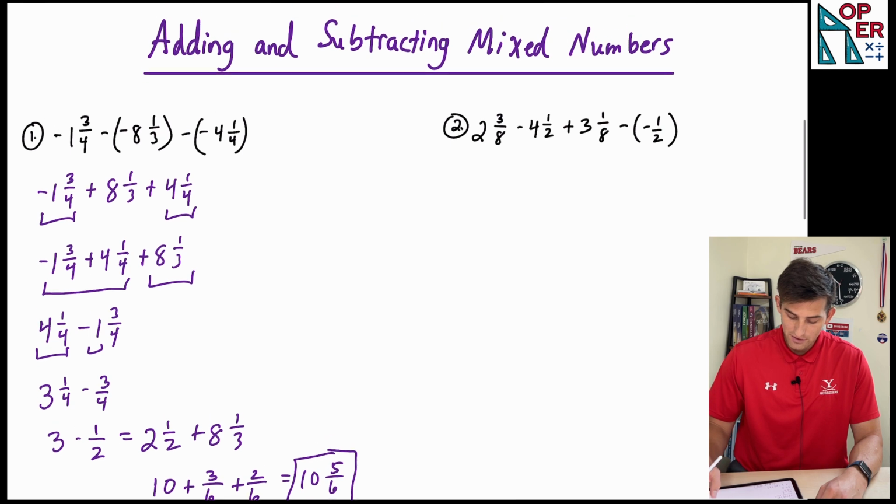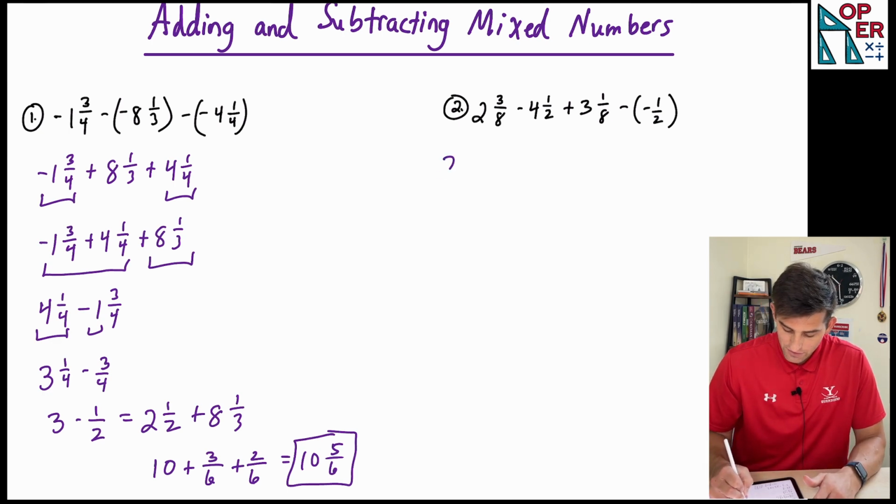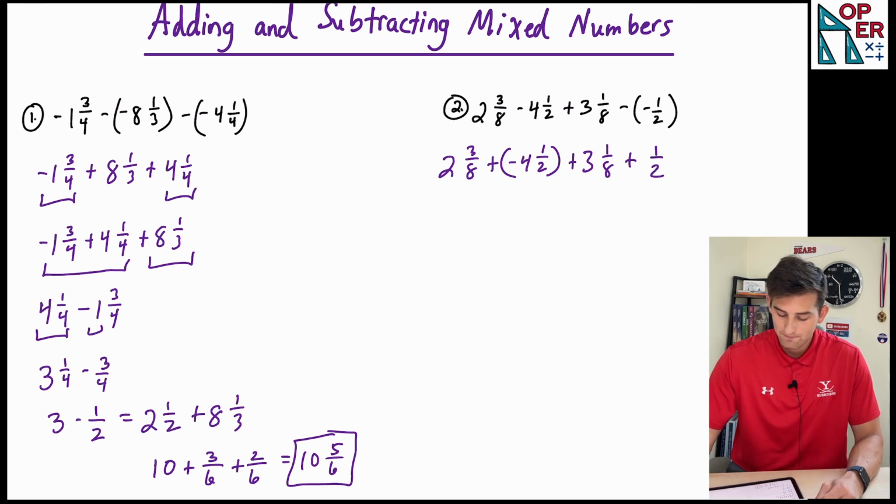All right, let's take a look at number 2. So number 2, we have 2 3/8 minus 4 1/2 plus 3 1/8 minus negative 1/2. So let's do the same thing and write it as an addition problem. So we would have 2 3/8 plus negative 4 1/2, plus, this is already plus, so plus 3 1/8, and then plus positive 1/2, okay?